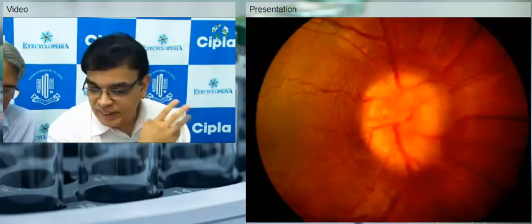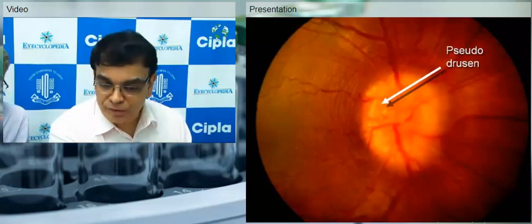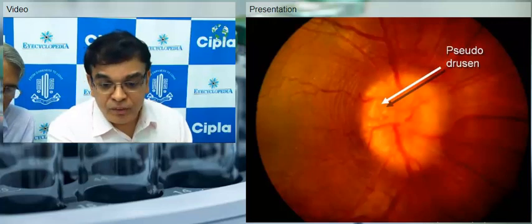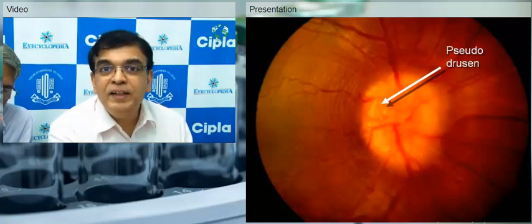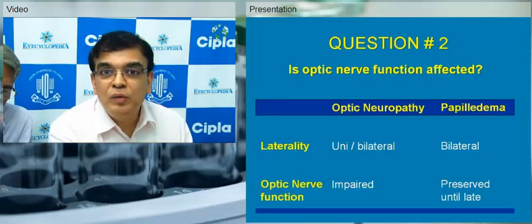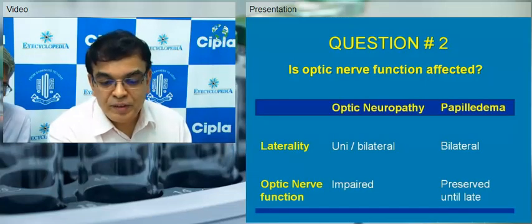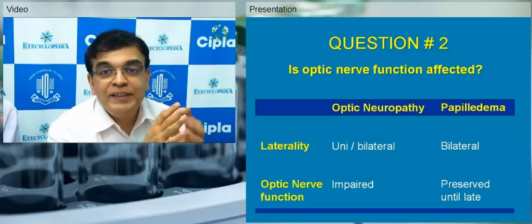You can see the Paton's lines even in this photograph that I'm showing you here. And along with that, you can see these little yellow dots. These are pseudodrusen, basically similar to cotton wool spots appearing in the retina. And which brings us therefore to the second question.